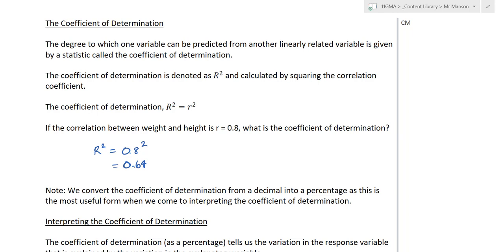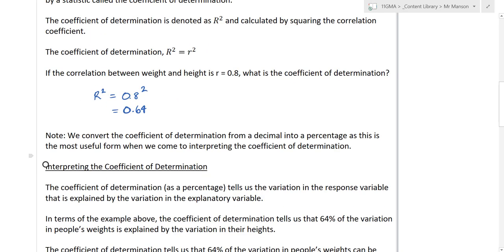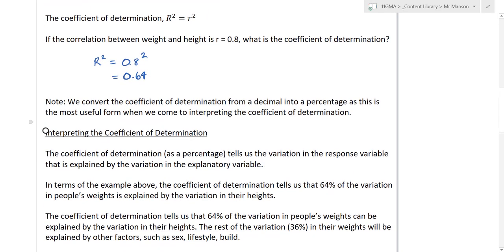0.64 came from 0.8 as an R value. So there's still a fairly significant connection there between the variables. And so you can say that's 64% connected. We'll get to that. Interpreting.